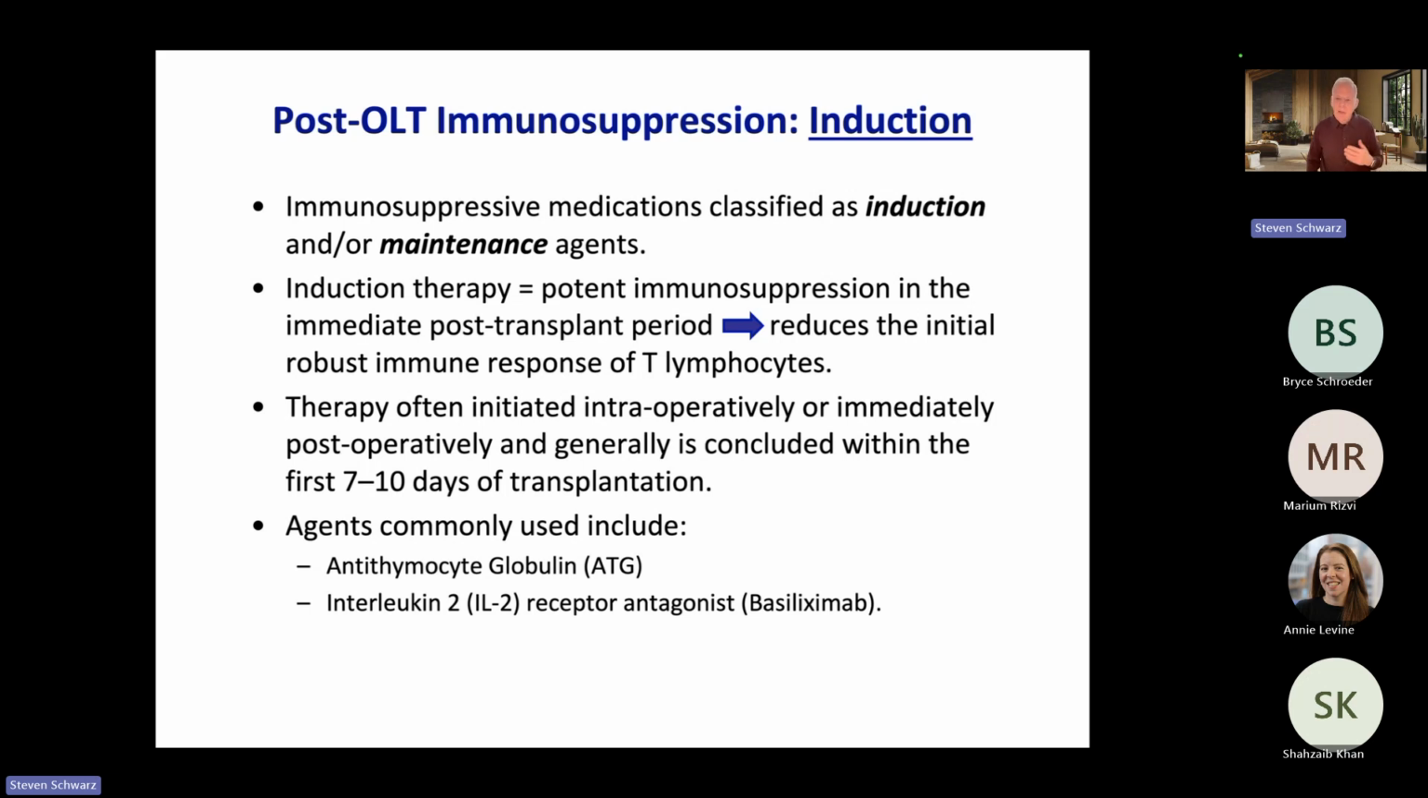Induction therapy involves potent immunosuppression in the immediate post-transplant period, and that reduces the initial really robust immune response of your T lymphocytes. Therapy for induction is often initiated intraoperatively or immediately postoperatively, and generally takes place over a 7 to 10 day period from the time of transplantation. The most common agents include antithymocyte globulin and interleukin-2 receptor antagonist. Basiliximab is one of them, and we'll say more about these, and I'll show you exactly how they work in subsequent slides.